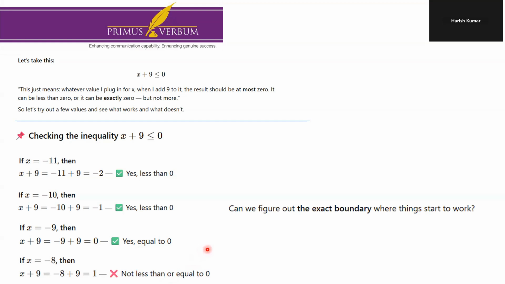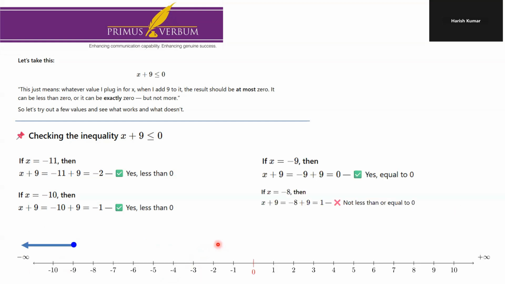Okay. So now can we figure out the exact boundary where things start to work? Yes, it is any value of x that is minus 9 or less than minus 9. Note minus 9 is also included, and that is why we have a filled in circle or a shaded circle, and then we have an arrow pointing towards minus infinity, indicating that all values of x, including minus 9 and less than minus 9, will satisfy the inequality x plus 9 is less than or equal to 0.